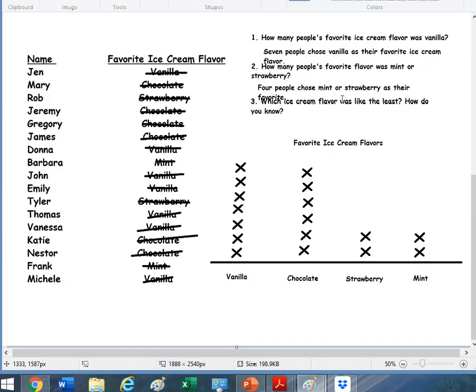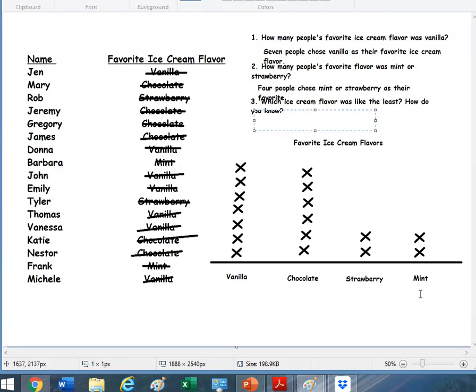Okay. Which ice cream flavor was liked the least? How do you know? So, this one's a little tricky because if I notice here on the graph, on the line plot, I have 2 that were liked the least, strawberry and mint. So that's what I'm going to write. So I'm going to say strawberry and mint were the 2 flavors liked the least.